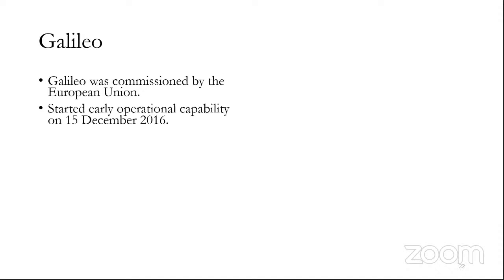Then we go to Galileo. In addition to GPS and GLONASS, there is Galileo. Now, Galileo was commissioned by the European Union, and it started its early operation in December 2016, very recent. And we are expecting it to reach its full operational capability in 2022.